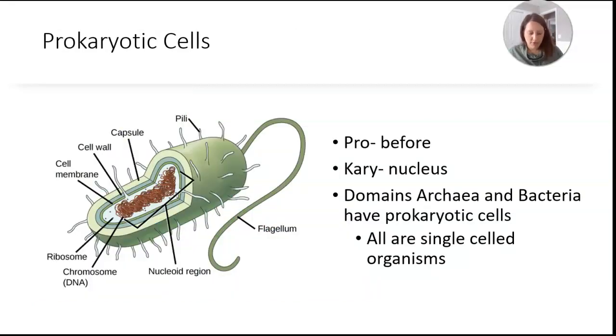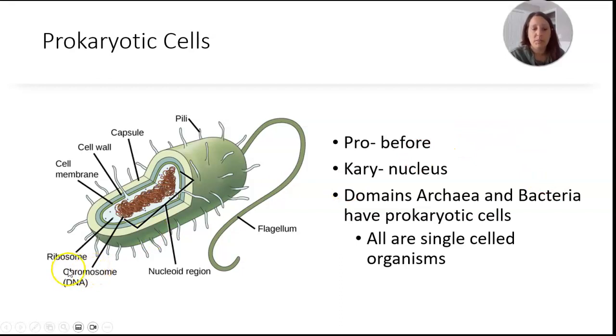So I want to just take a few minutes and focus on prokaryotic cells, and then the rest of this chapter is really going to focus on eukaryotic cells. And so pictured here is the basic structure of like a bacteria. So prokaryotic, pro means before and kary means nucleus. And so these cells, again, will lack a membrane-bound nucleus. However, they do have DNA. I want to make sure that you guys understand that.